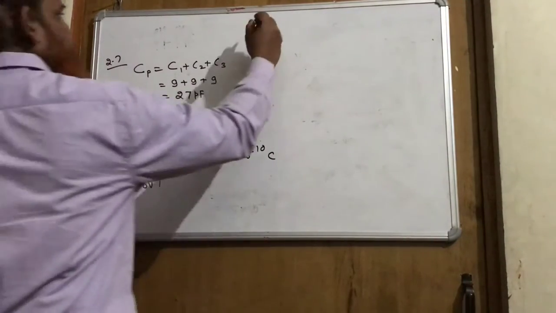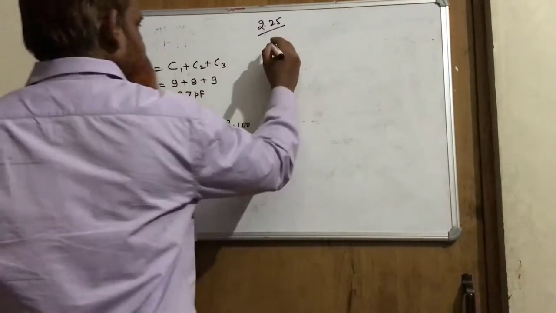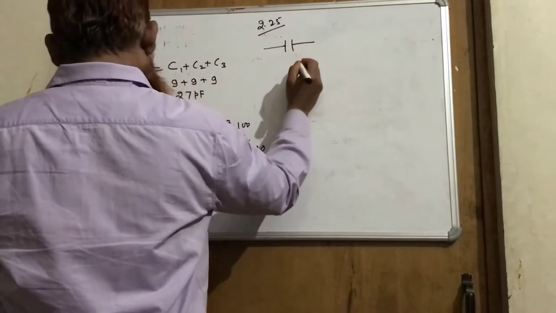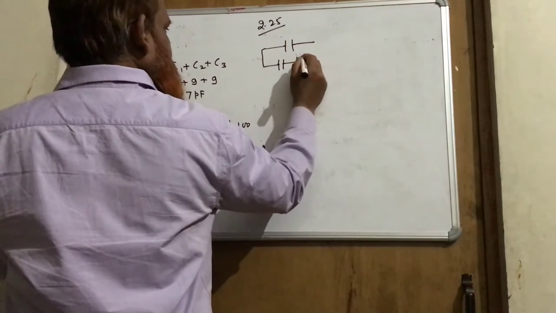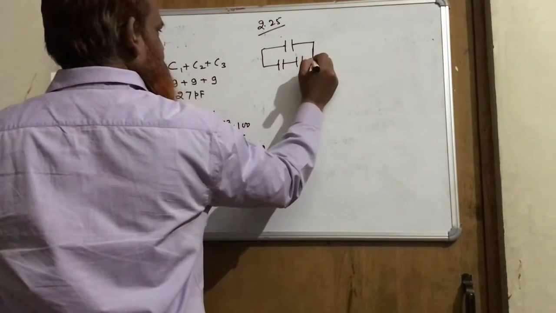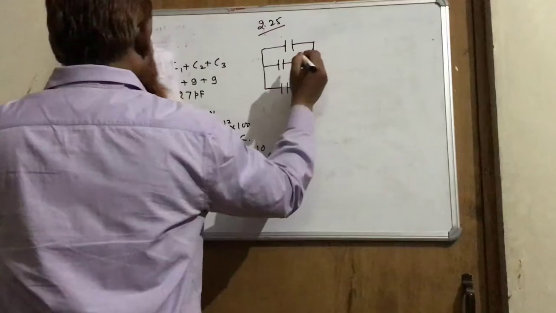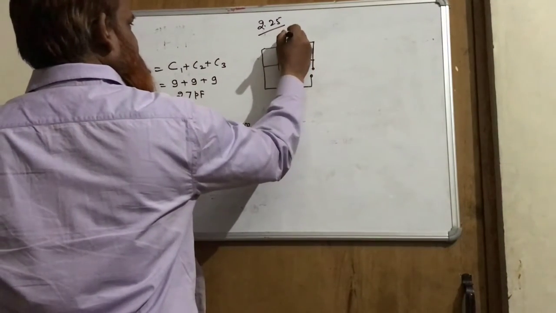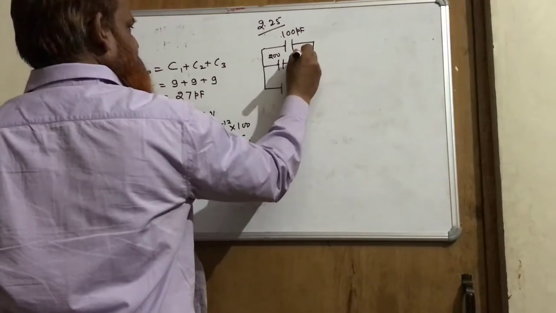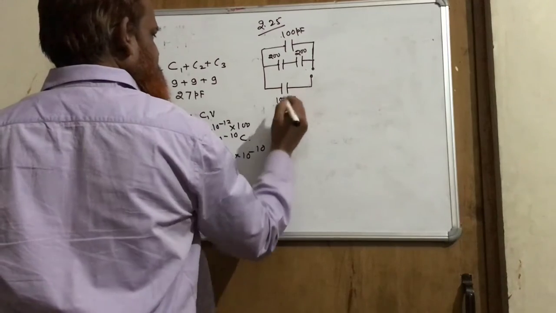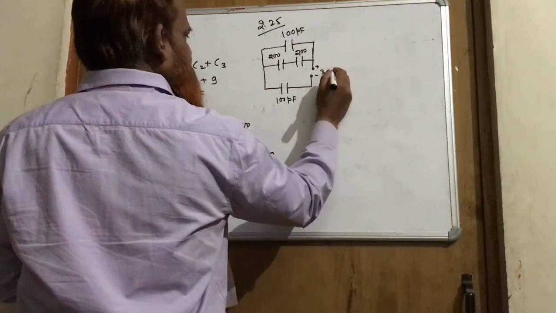In the additional exercises, question number 2.25, the diagram is shown in this way. Capacitances are 100 picofarad, 200, 200 and 100 picofarad, and the potential is 300 volt.